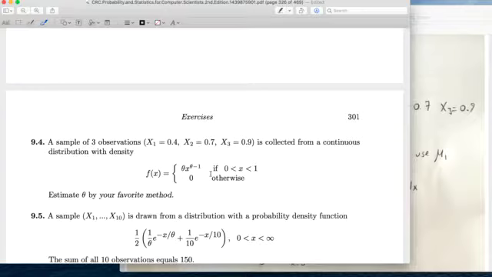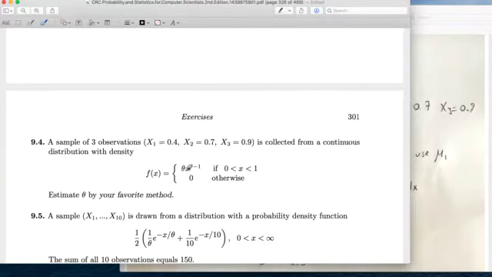So we have a sample of 3 observations, x1, x2, and x3. And we know that it's collected from a continuous distribution with this density. All right, the distribution has only one parameter, theta. The distribution is defined between 0 and 1. It's 0 elsewhere, so it's non-zero between 0 and 1. So for x between 0 and 1, the density is theta x to the theta minus 1.